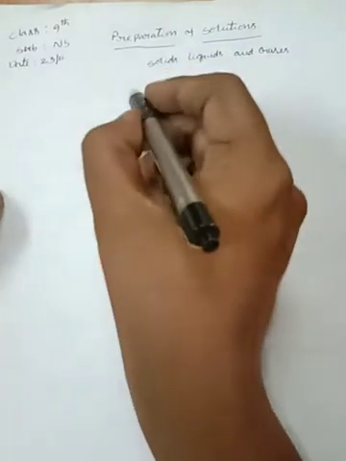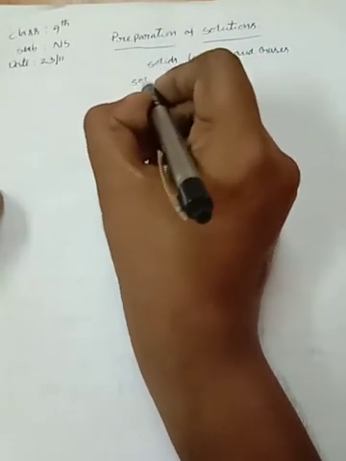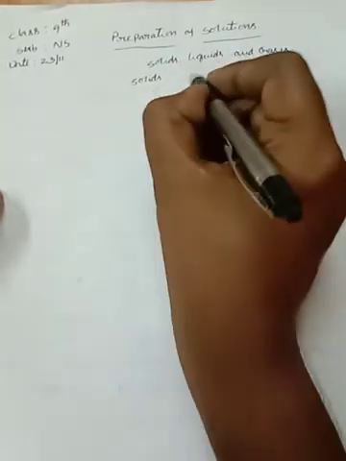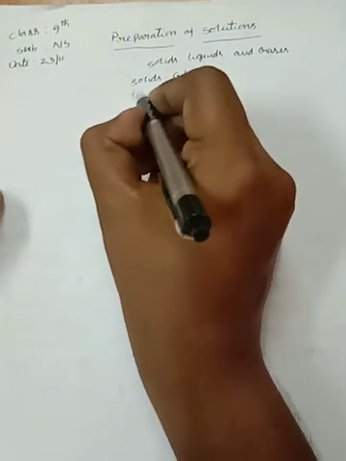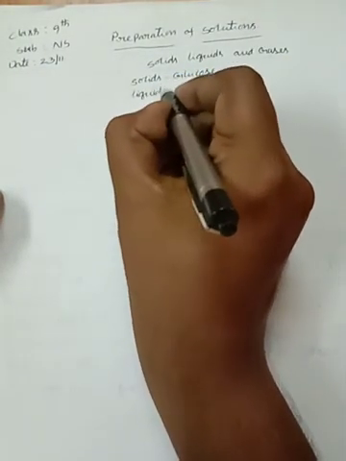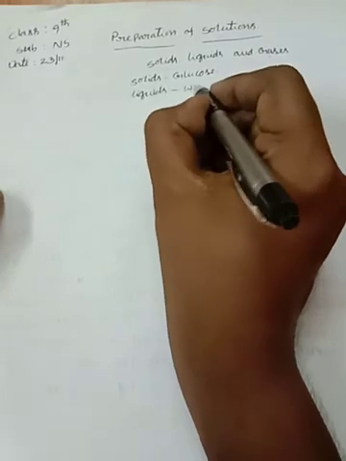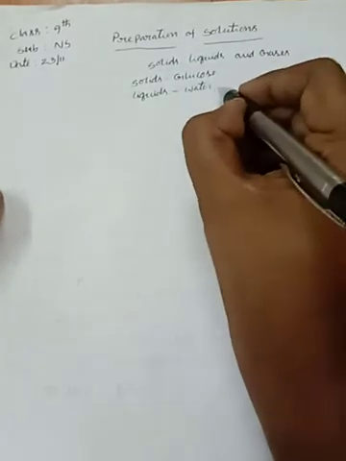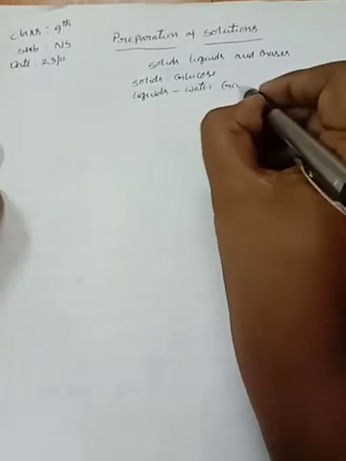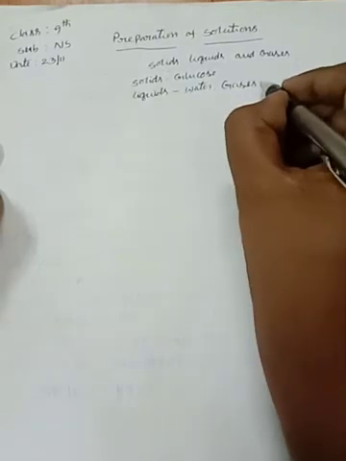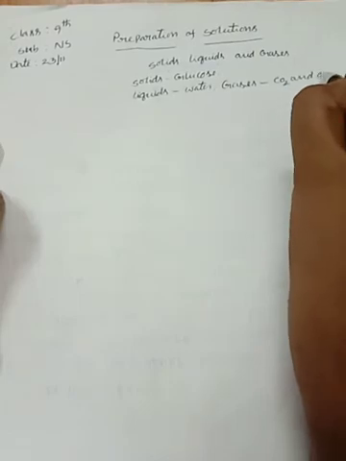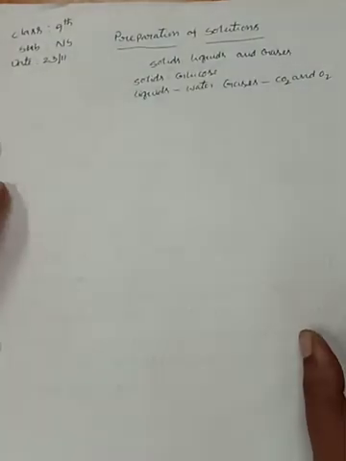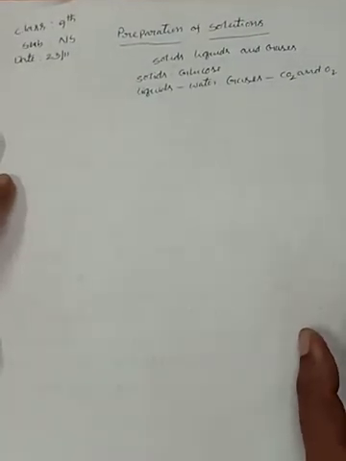What are the examples of solids? Glucose. What are the examples of liquids? Water. What are the examples of gases? Carbon dioxide and oxygen are the examples of gases.